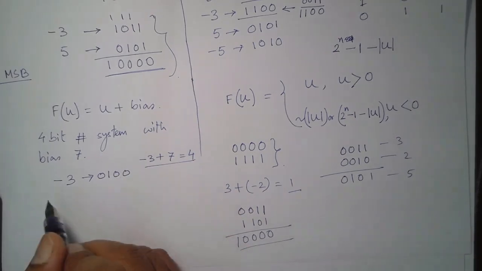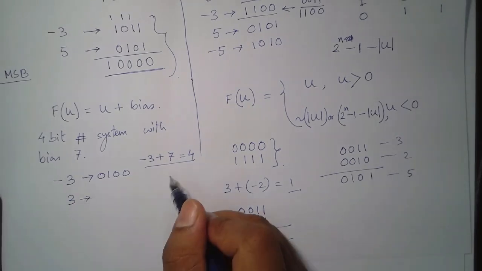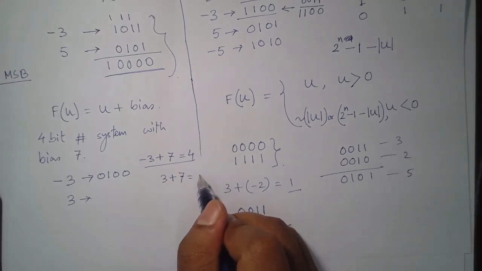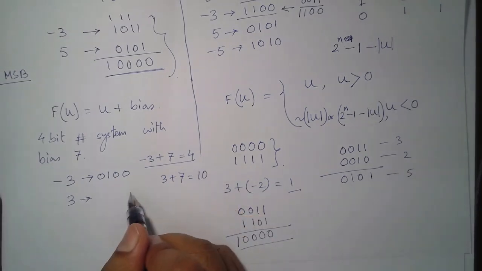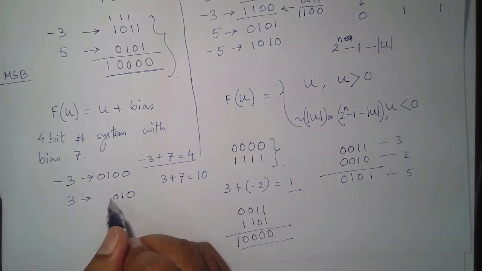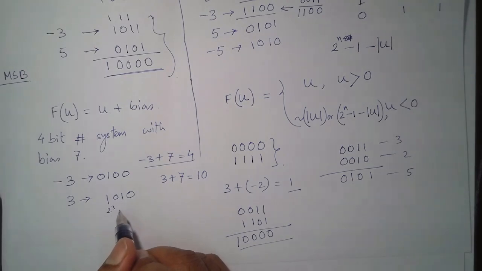Similarly, if I want to represent plus 3, that will be 3 plus 7, which is 10. And how do we represent 10? 8 plus 2, so that is how you get 10. Basically 2 to the power 3 and 2 to the power 1. I hope all of you are very comfortable with this now.